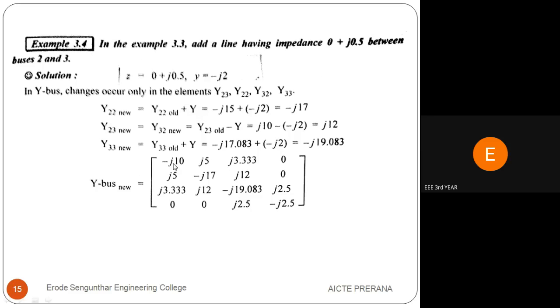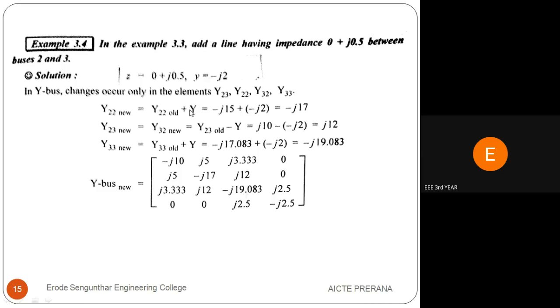Alright. So after this, we have to change only those four elements. The remaining things are the same. So from this we can find the Y bus. If we want to add some elements, we can go with this method. If we want to remove an element, it's very simple.